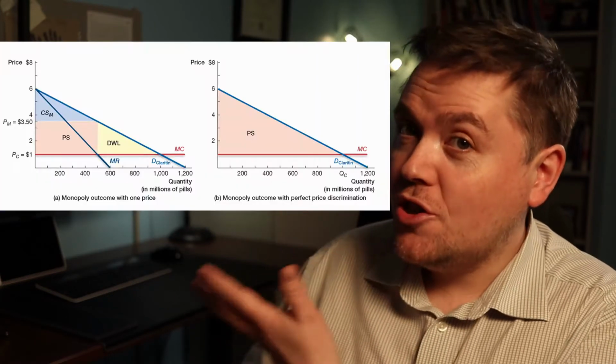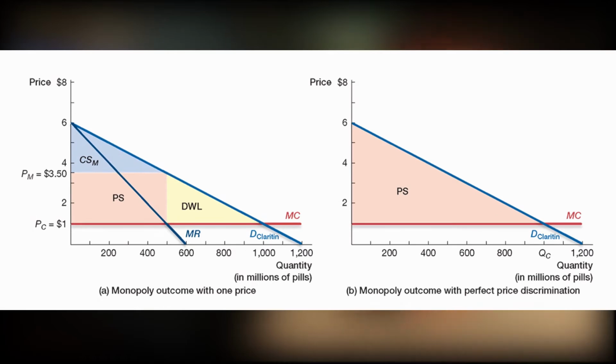Note that first degree price discrimination is going to be the only solution that completely restores economic efficiency, even if that means that all social surplus is producer surplus. And you can see that consumers get no consumer surplus here because they all pay a price equal to their willingness to pay.